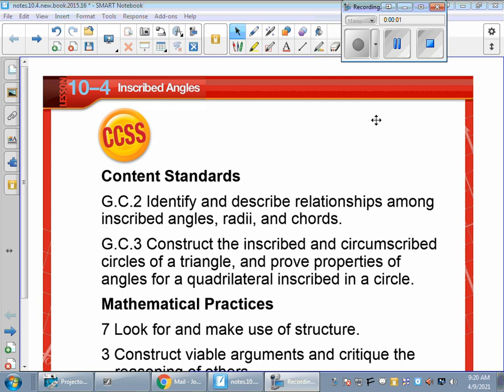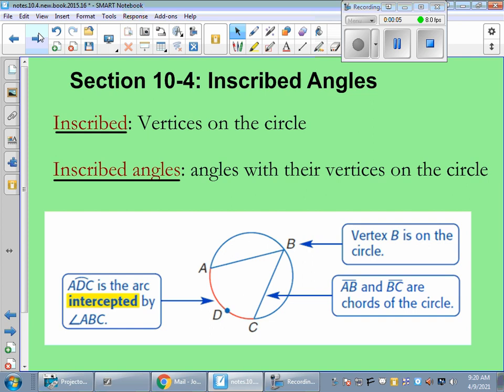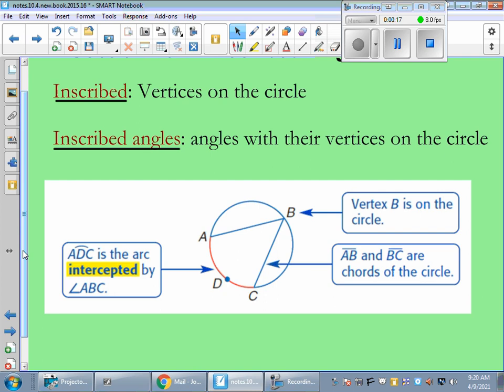All right, folks, we're moving on to section 10.4, which is inscribed angles. This is a pretty lengthy set of notes, so we're going to have to cut it in half. Inscribed means that vertices are on the circle, and inscribed angles are angles with their vertices on the circle. So we're going to want to pay attention to that, and then I have a review of what we learned before as we go through these notes.